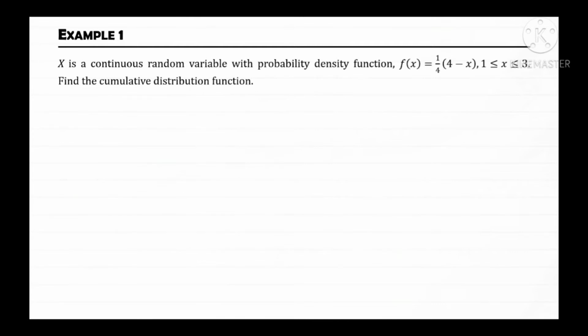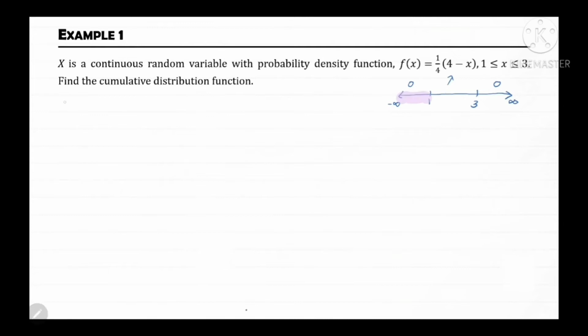X from 1 to 3. Find the cumulative distribution function. The function, from 1 to 3, is 1 over 4 times (4 minus x). And for less than 1, this is 0. For greater than 3, this is 0. It means no function. And for the cumulative, we have to find the function from negative infinity to infinity. So for this f(x), we have 3 intervals.